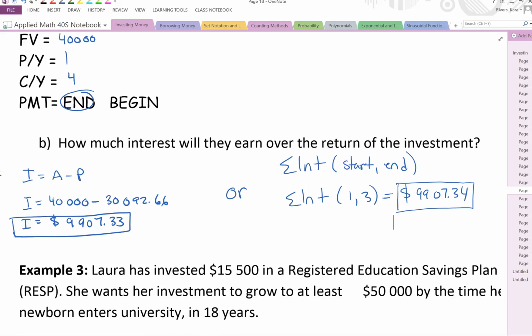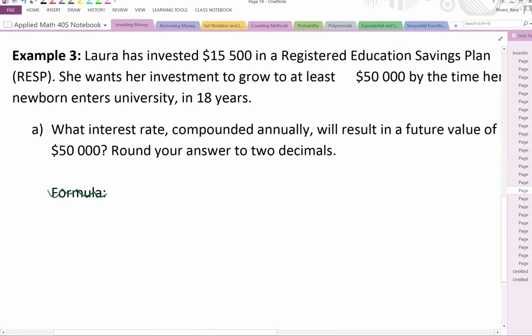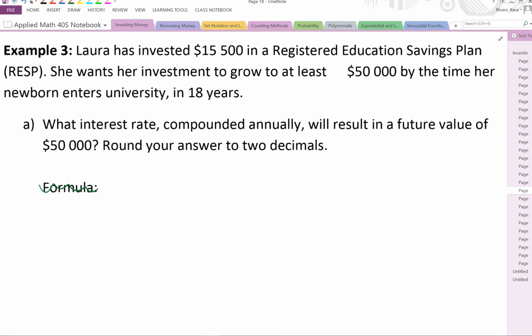Example 3, this is our last example for this lesson. It says Laura has invested $15,500 in a registered education savings plan, RESP. She wants her investment to grow to at least $50,000 by the time her newborn enters university in 18 years. What interest rate, compounded annually, will result in a future value of $50,000? Round your answer to 2 decimal places.